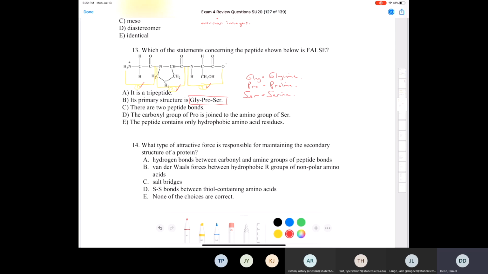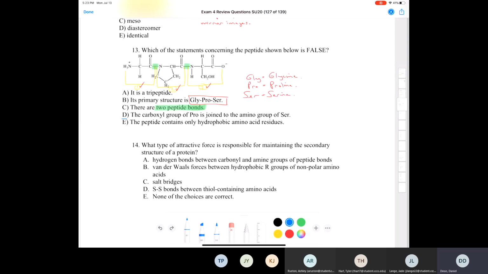There are two peptide bonds. Yes, let's highlight them in green. Here's one peptide bond, right? It's an amide bond, and here's the second peptide bond. So it goes N, C carbonyl, right? And then a peptide bond. N, C carbonyl, and then a peptide bond to the next amino acid. D says the carboxyl group of the proline is joined to the amino group of the serine. That is true, right? Because we go from the proline, here's the carboxyl, or the carbonyl rather, of the proline that is joined to the amino group of the serine. So that's correct. I'll delete that image for now.